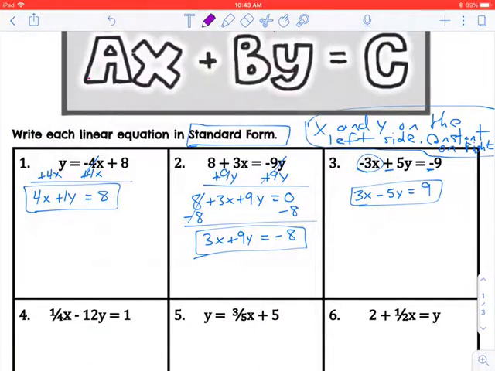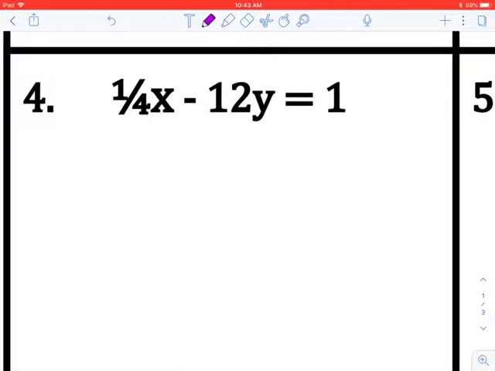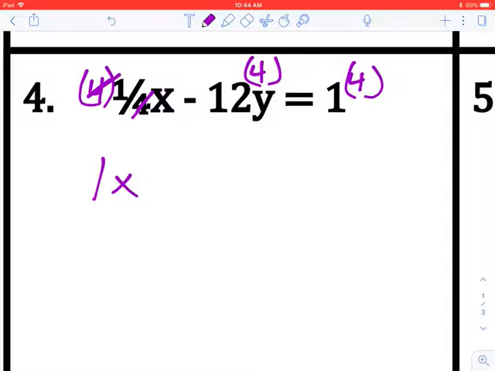So let's go to the bottom here. We have a few fractions. So if you ever have a fraction, just like we've done in the past, to get rid of a fraction, we multiply by the bottom. Well, that's the same thing here. I'm going to multiply the bottom number to everything. Just like changing the sign for everything, I got to multiply the bottom number to everything. So multiply by 4, multiply by 4, multiply by 4. In this case, the 4's just cancel and I'm left with 1x. In this case, negative 12 times 4 is negative 48. Y equals 1 times 4 is 4.